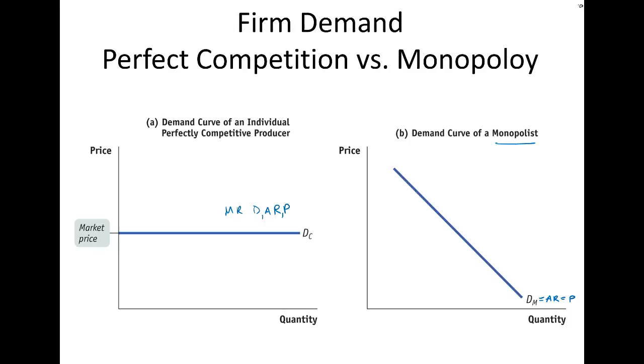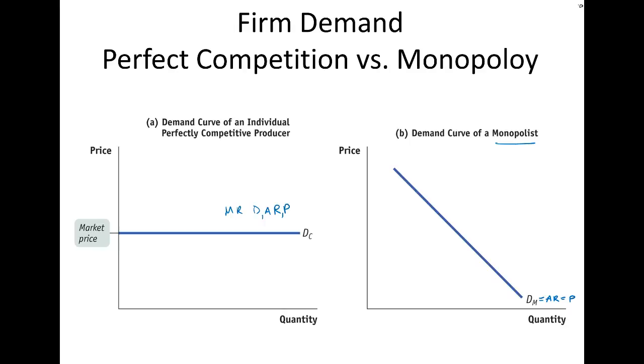So essentially a monopolist can pick any point along this demand curve. They just have to live with the consequences of the quantity. So they can set their price wherever they want, but then the market will basically set the quantity for them. Or vice versa, they can pick the quantity they want to sell, but then they have to set the price at what the market will pay for it.